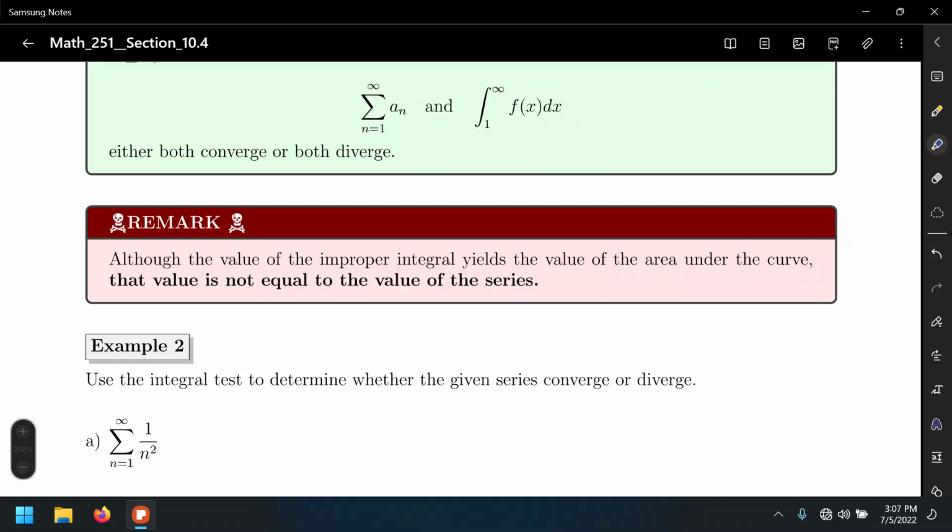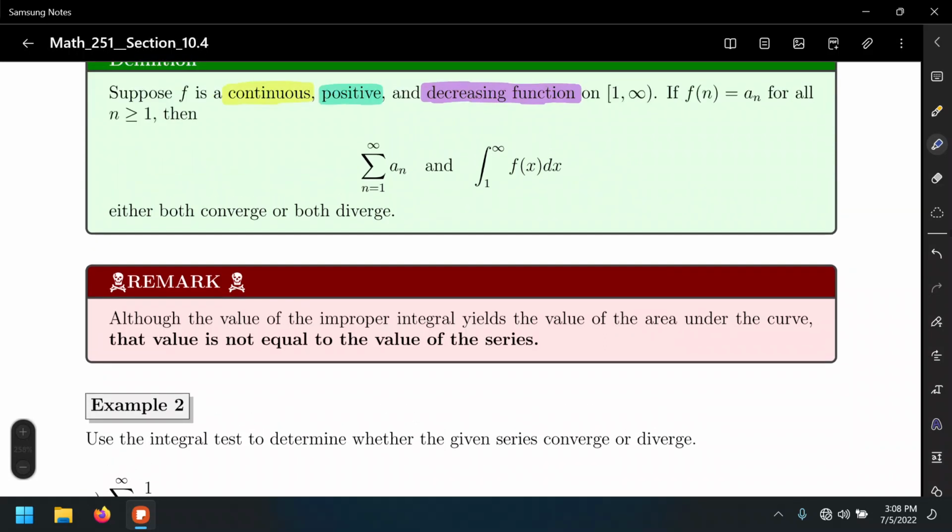So what we're going to do for this series is use the convergence or divergence of the integral in order to draw a conclusion about the series. So the thing is, if the integral converges, well, then the series converges. But otherwise, if the integral diverges, the series diverges as well. All right? So let's have a look at a couple of examples.